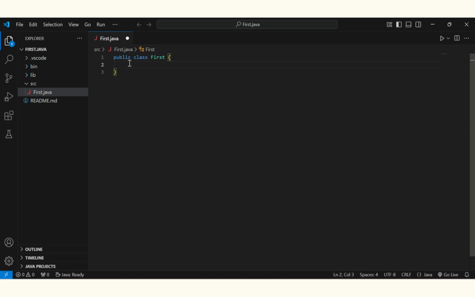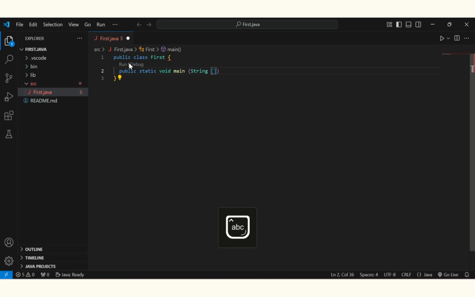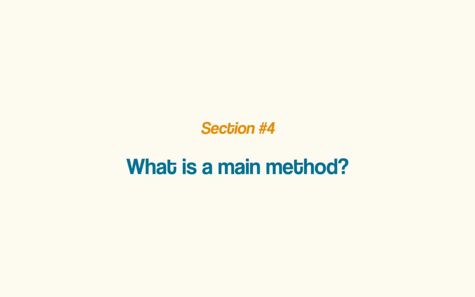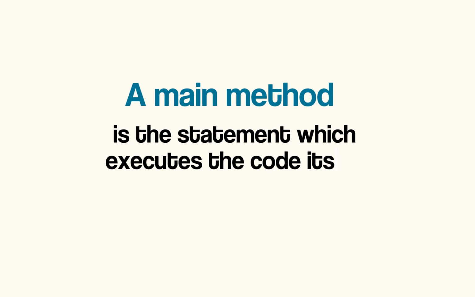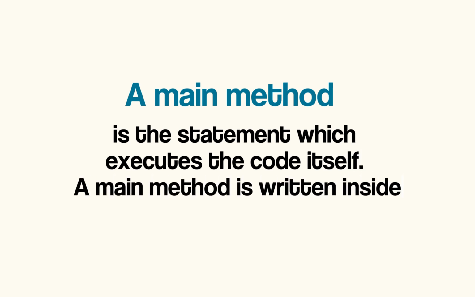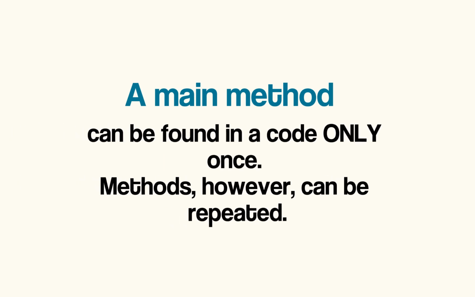Next, we will write the main method of the code: public static void main, and between brackets, String with a capital letter, square brackets, args, and then open curly brackets. A main method is a statement which executes, or as we say, runs the code. It's written within the class. We can have multiple methods in the same code, but there can only be one main method.